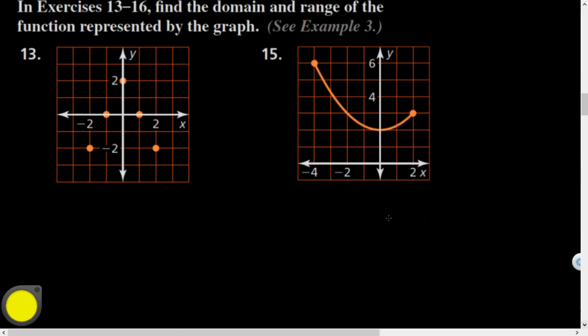Domain and range. So domain was the set of all possible inputs, right? What are the possible inputs? And so the way I like to think about it was, what if I was to smoosh this graph all down to the x-axis, right? What points would remain? And so the domain is a set. This is called set notation. The way of writing a set is with these curly braces. And the points that happen are -2 would be one of those x values.